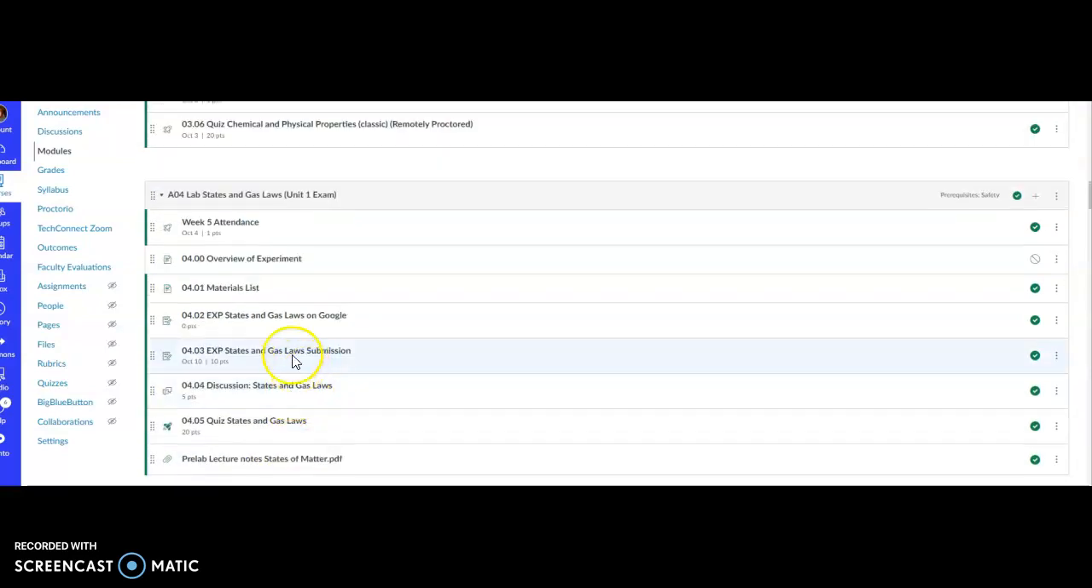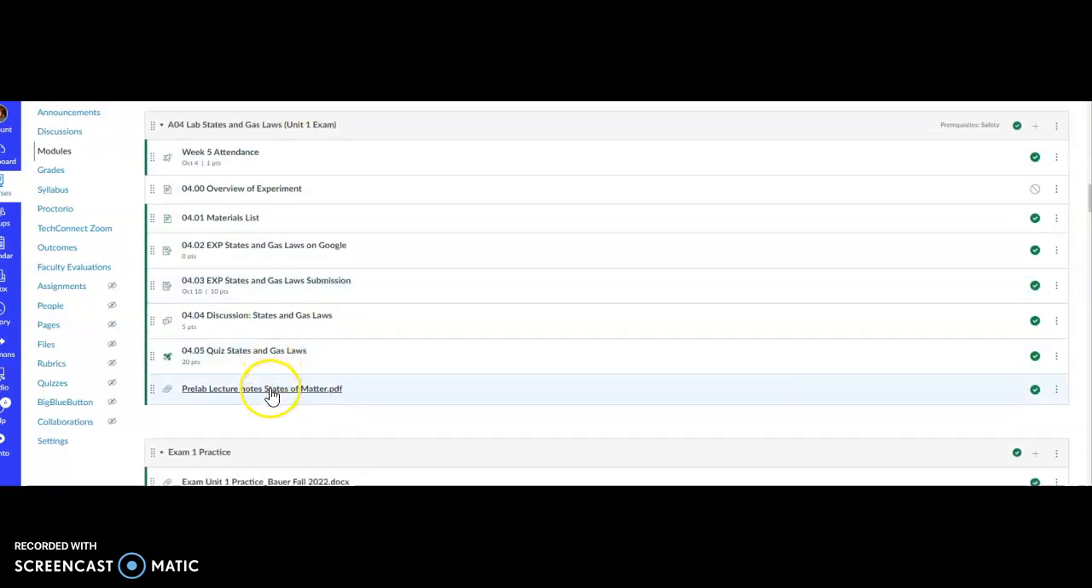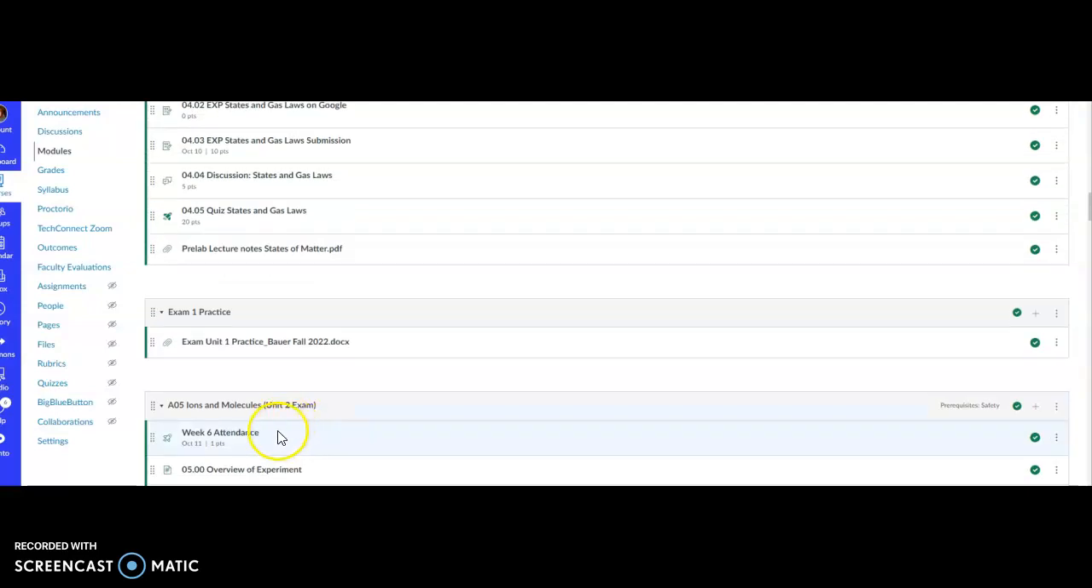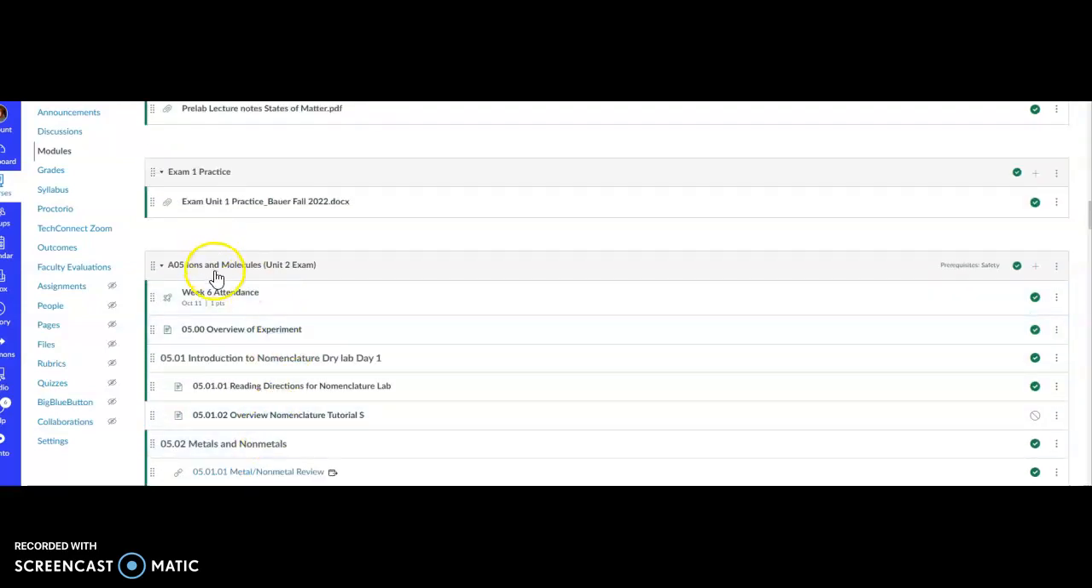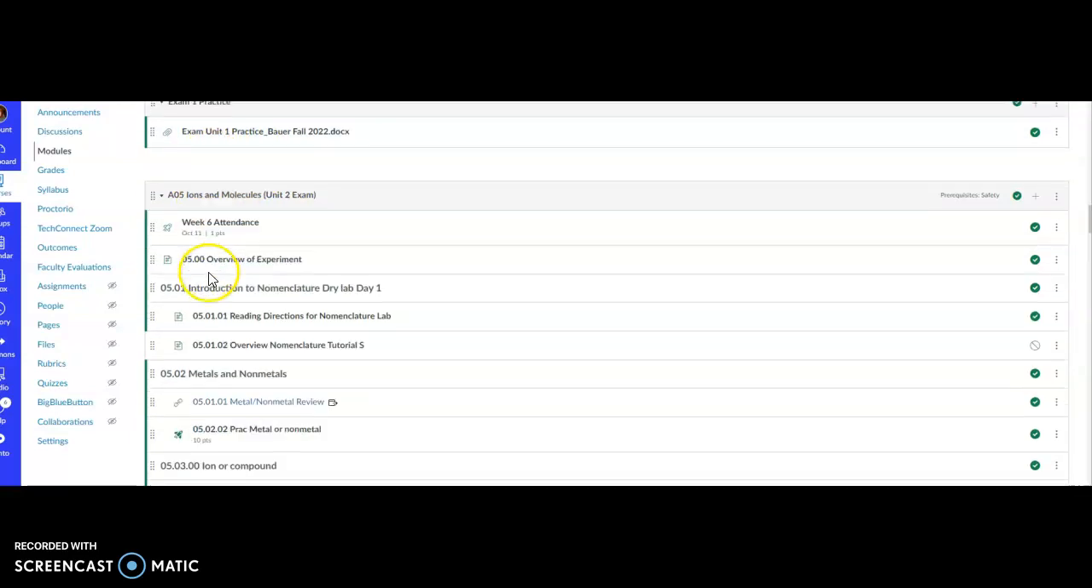Okay, so 1 to 4, please study for your exam. Lab 5, this is material for your second exam in lecture. This is our lab for this upcoming week. Now for this lab, we're not actually going to meet live. You're going to be going through all of these examples. This is a dry lab, which means we're not actually doing any experimentation.